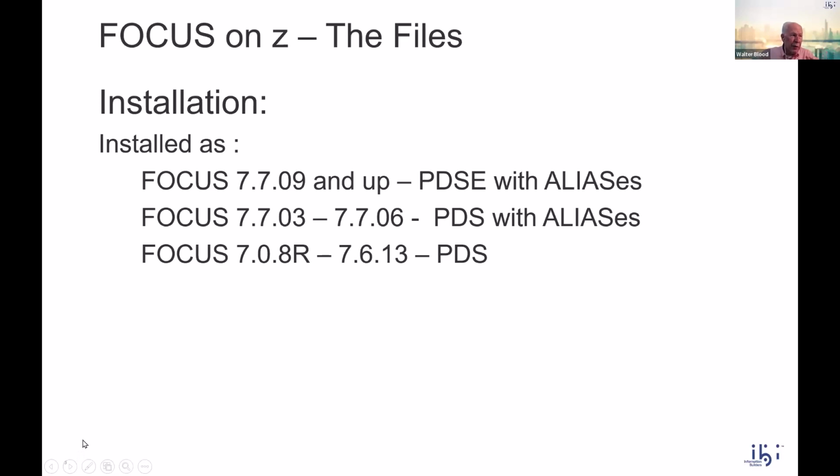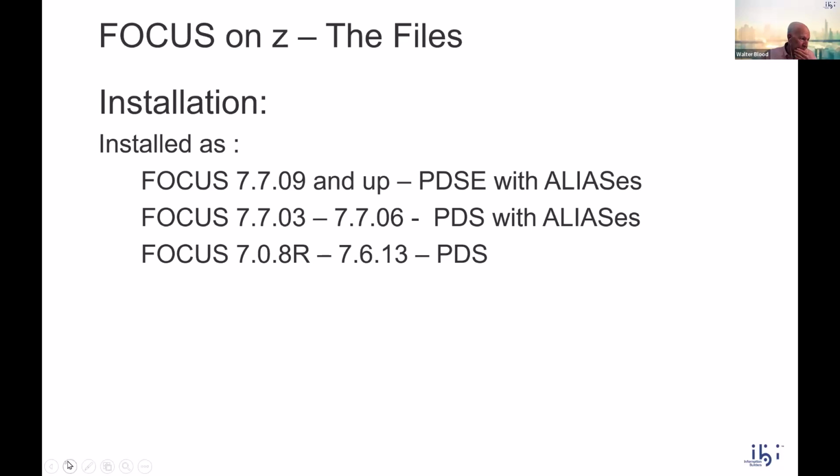The 708R through 7613 was a PDS version only. 7703 and 7706 were delivered as a PDS version. It's a partitioned data set, along with some aliases, and we'll talk about why we did that. Focus 7709 and up is our 64-bit version of Focus, which is one of the few products that's full 64-bit now on the mainframe. It's delivered as PDSE. It's an extended PDS, which means it's a lot easier to manage, along with some aliases.